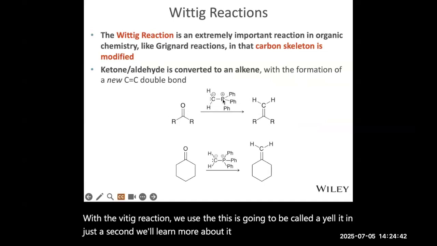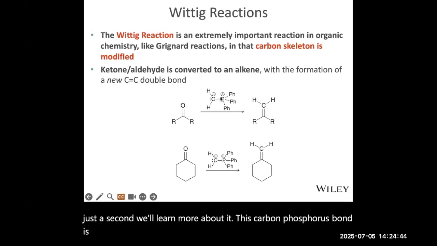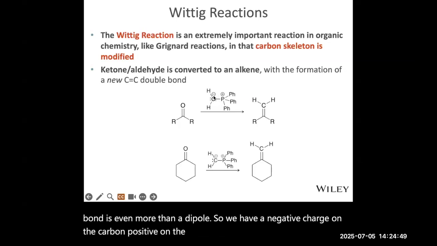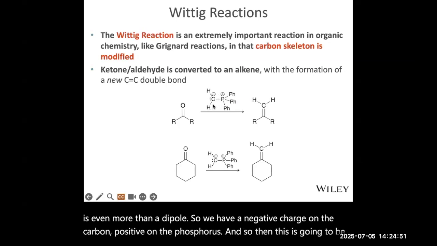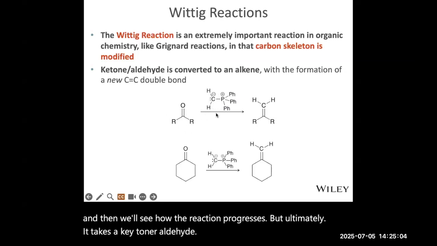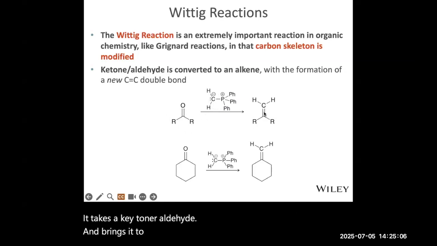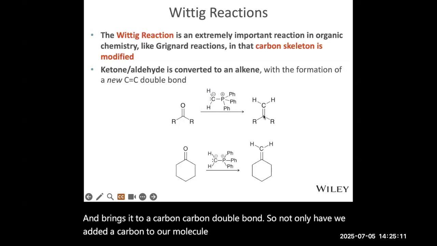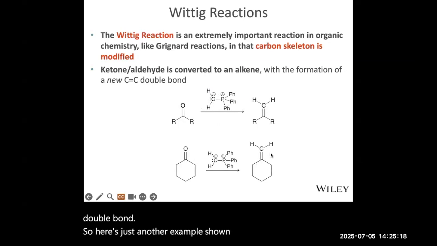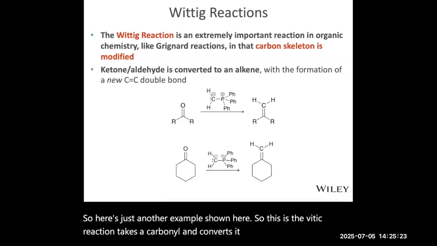This carbon-phosphorus bond is even more than a dipole. So we have a negative charge on the carbon, positive on the phosphorus. And so this is going to be our nucleophile right here. We'll see how the reaction progresses, but ultimately it takes a ketone or aldehyde and brings it to a carbon-carbon double bond. So not only have we added a carbon to our molecule, but we've added a carbon-carbon double bond. Here's just another example shown here. So this is the Wittig reaction. It takes a carbonyl and converts it to a carbon-carbon double bond.